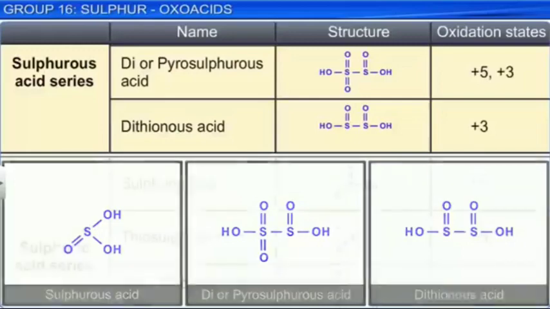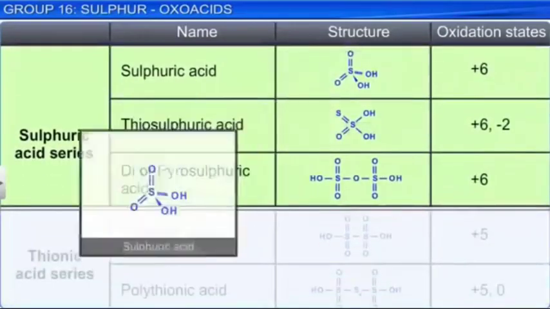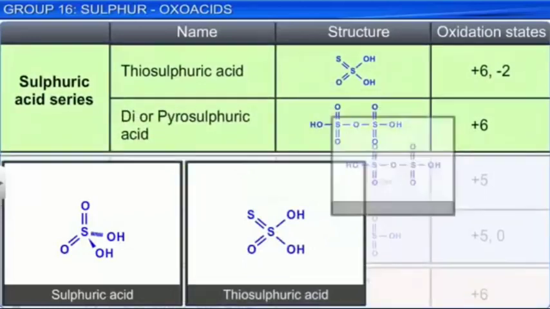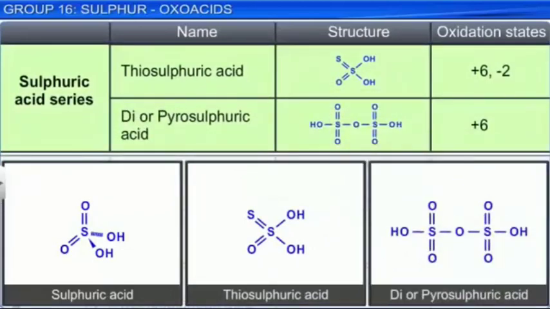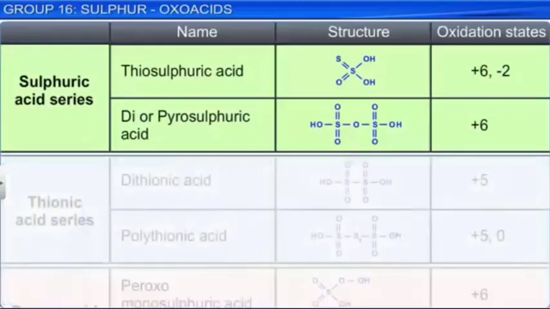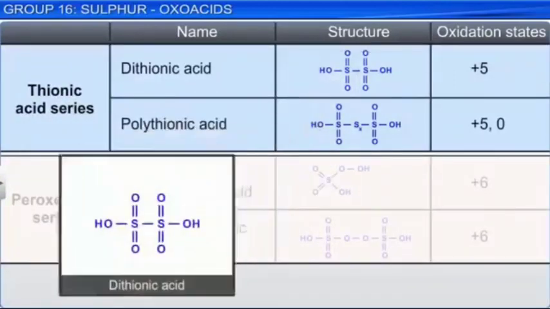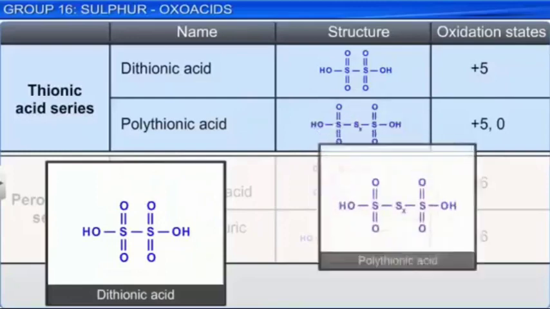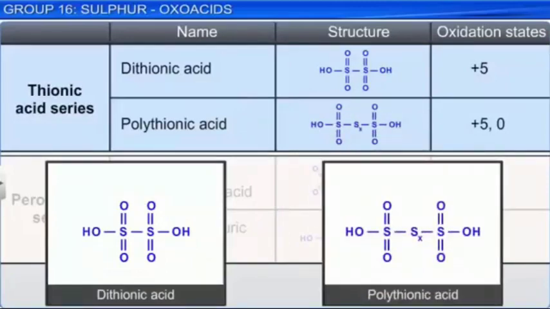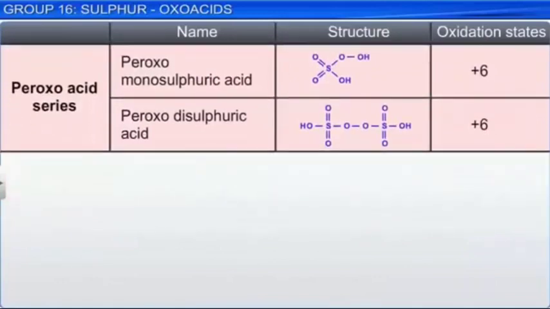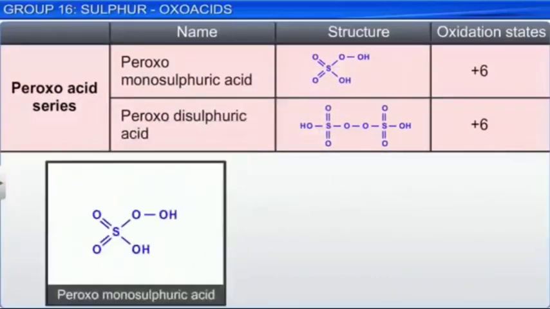Sulfuric acid, thiosulfuric acid, and di- or pyrosulfuric acid are grouped under the sulfuric acid series. The thionic acid series includes dithionic acid and polythionic acid, while the peroxo acid series includes peroxomonosulfuric acid and peroxodisulfuric acid.